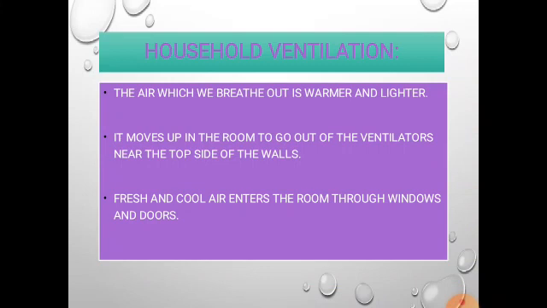Convection is also observed in household ventilation. Household ventilation can make our house cool. The air which we breathe out is warmer and lighter. It moves up in the air to go out of the ventilators near the top side of the walls. The fresh and cool air enters the room through windows and doors.